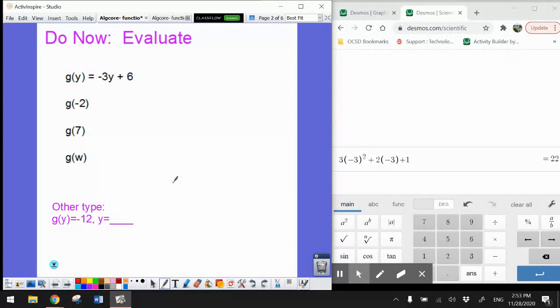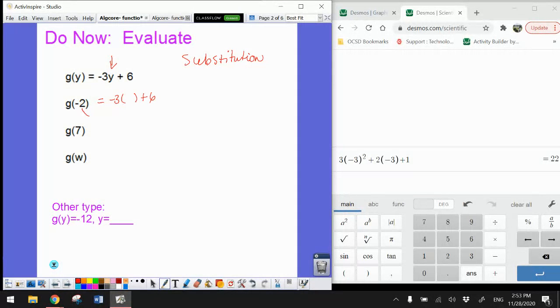So we've got g of y equals negative 3y plus 6. And I want to know what g of negative 2, g of 7, and g of w is. So that's something new for us. We haven't seen a variable. So remember, when we are evaluating, this is just substitution. Okay, it is just substitution. We're substituting in on the right-hand side for the y.